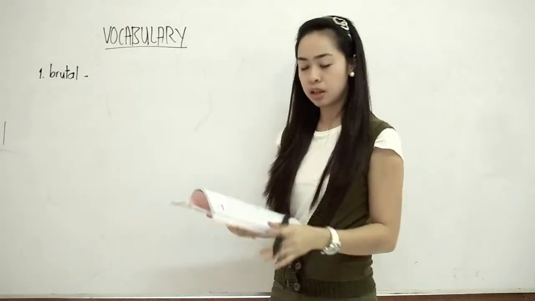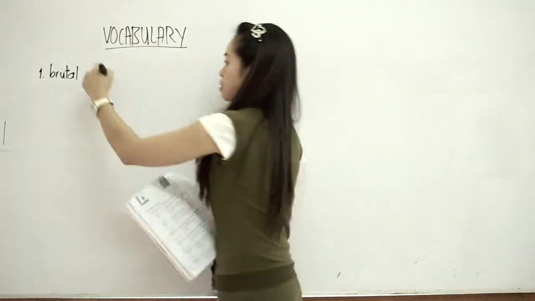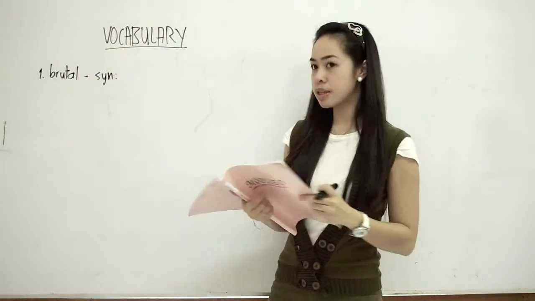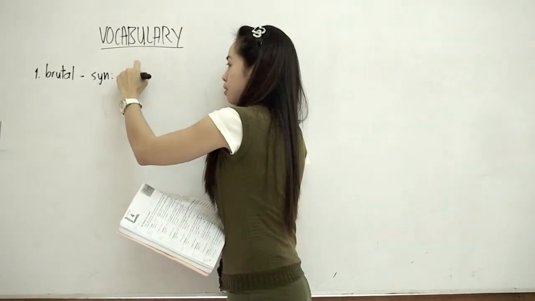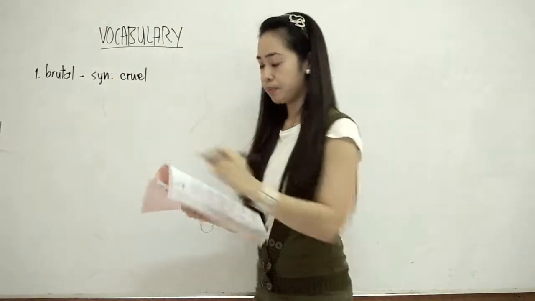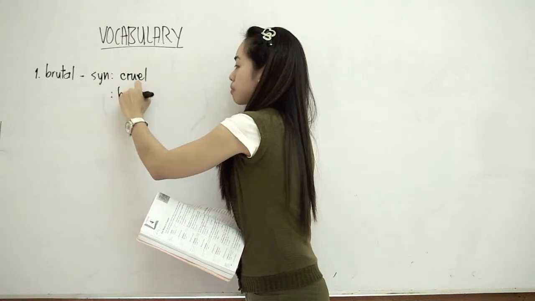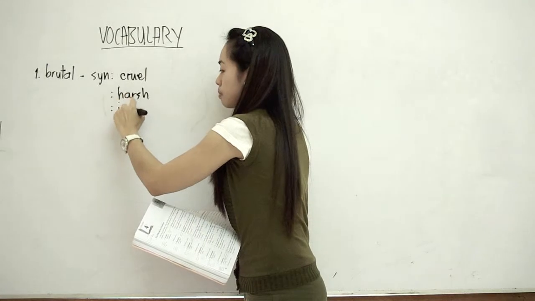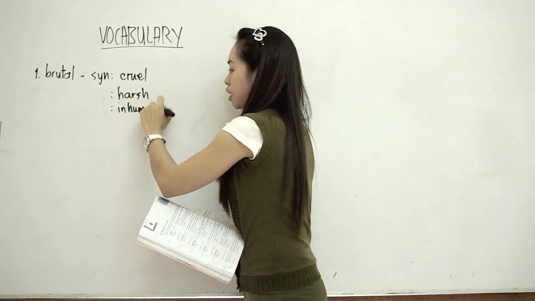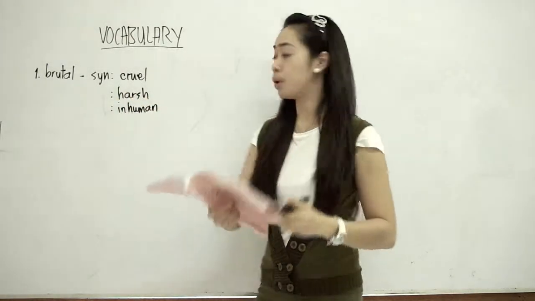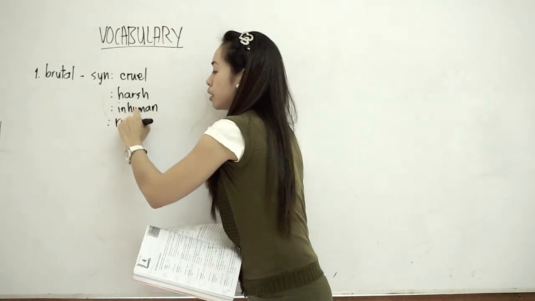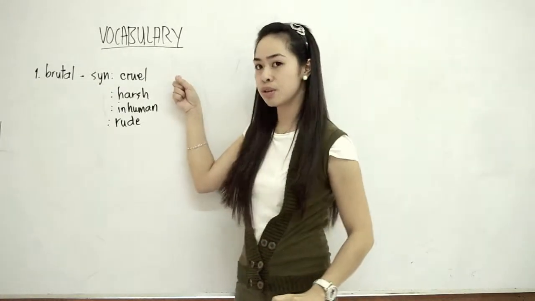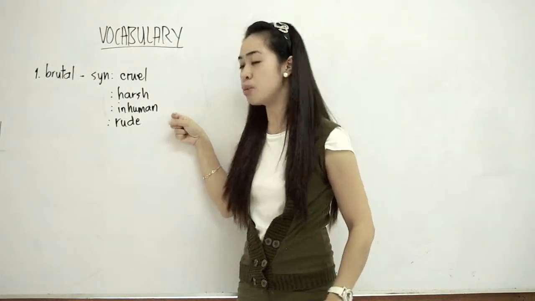We have here brutal. Okay, so let's key in the synonym of this word. So we have here brutal. The synonym we have here is cruel. Next, harsh. Second one. Third one, inhumane or inhuman. Next, fourth one, the common word, rude. Okay, so when we say brutal, we mean to say that someone or something is cruel, harsh, inhuman, or rude.